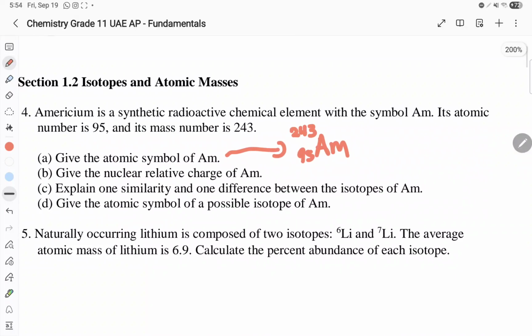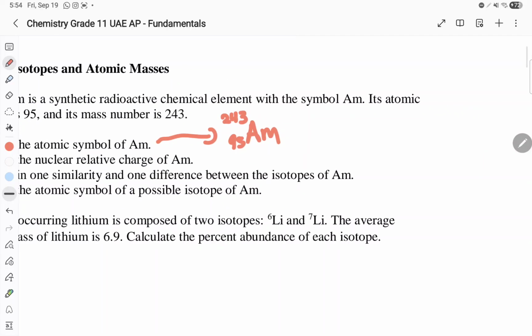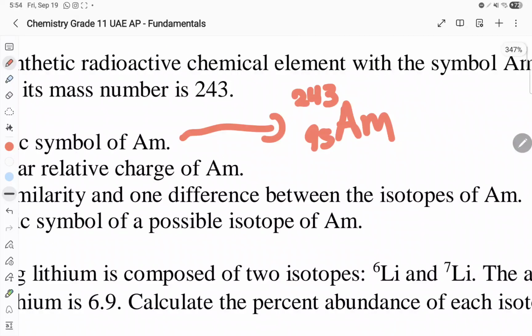Give the nuclear relative charge of Am. Nuclear relative charge means the charge of its nucleus. Now in the nucleus you have protons and neutrons. Since neutrons have no charge, it is equal to the charge of the number of protons. Since we have 95 protons, it is plus 95.